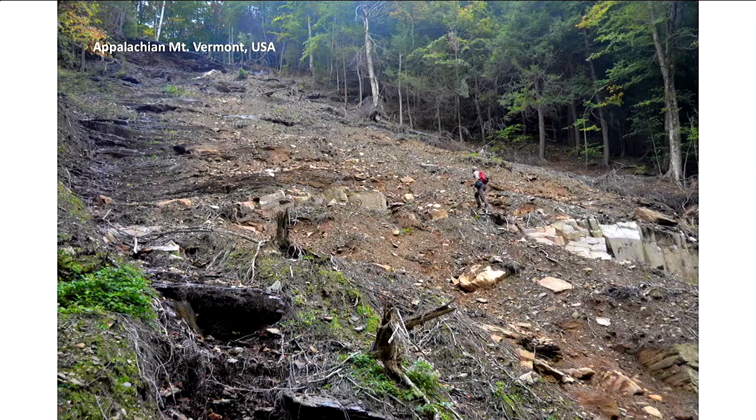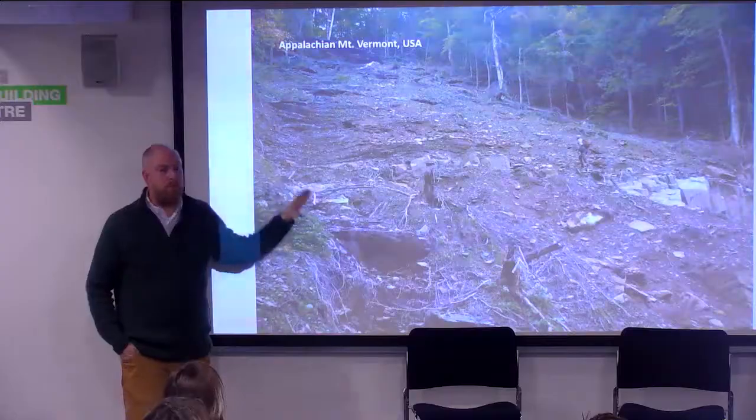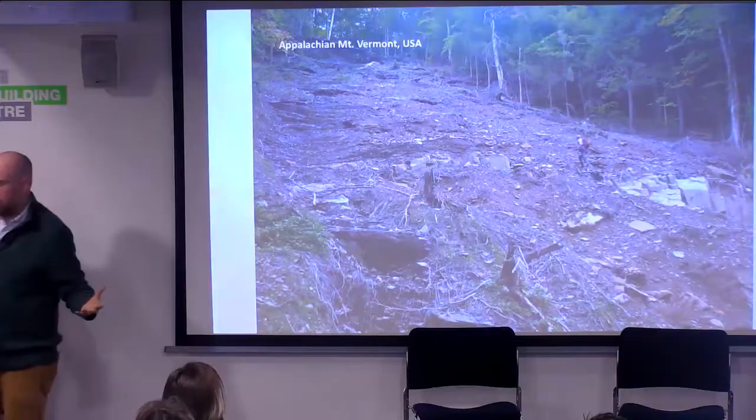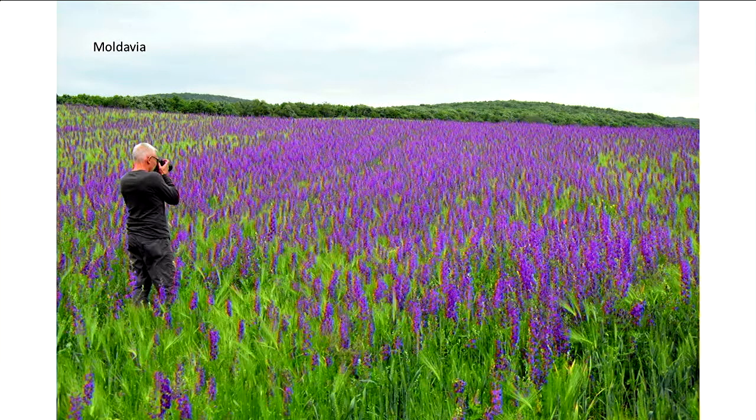So what's happening in this stage, directly after this disturbance, is that the annuals come in, the 1-year-old plants, the herbaceous plants, which we call disturbance specialist, or ruderal plants. This is from Moldavia. This is an agriculture field that has been abandoned. So this is what's happening the first year.